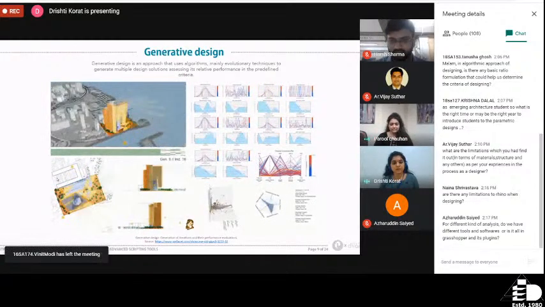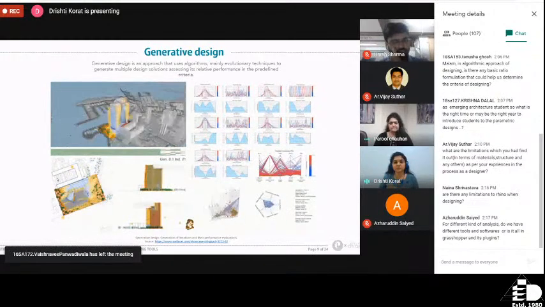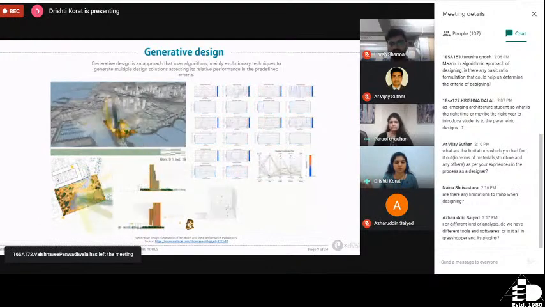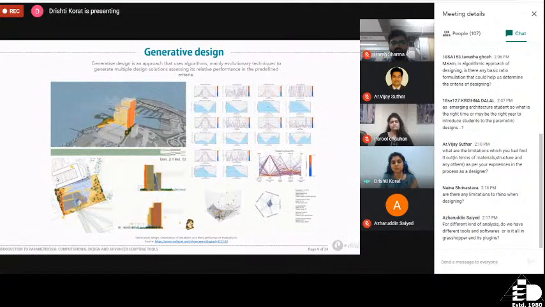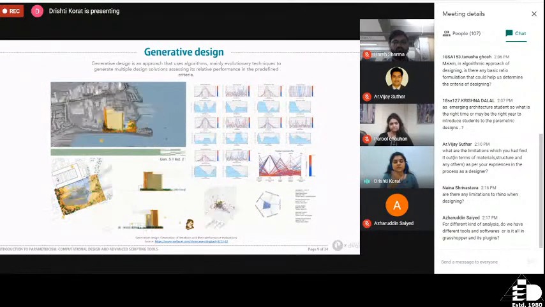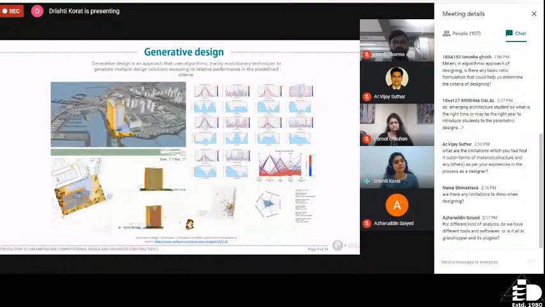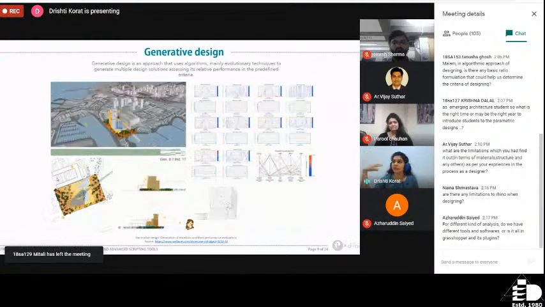Just to add to that, Rhino is compatible with almost every other software. So if there is some specific task that you want to perform with some other software, you can absolutely export the files. But since, like I mentioned, it's an open source platform, anything that we can imagine, people have already coded and made plugins for it.